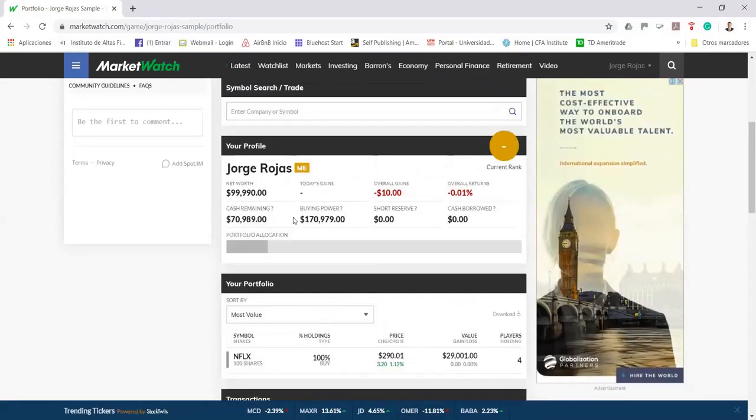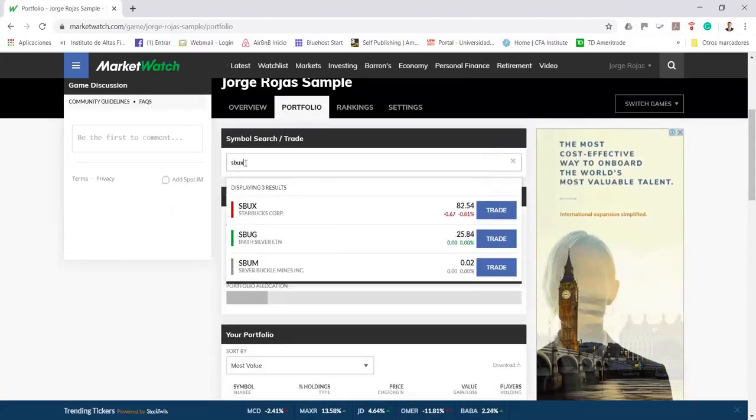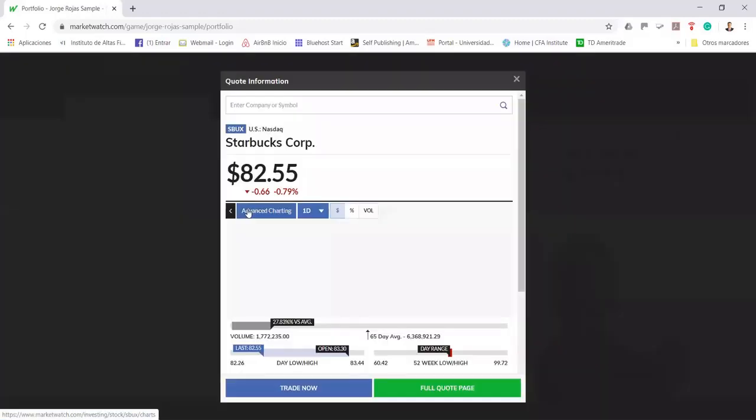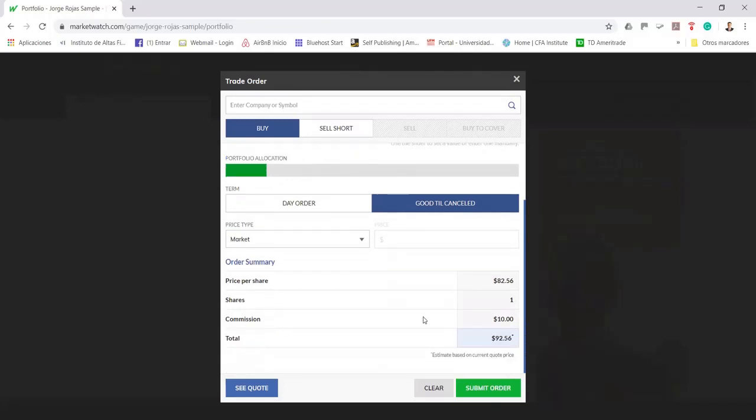Now, if you want to be setting a price, let's use Starbucks. I'm going to go into Starbucks. I'm going to trade it. I want to buy it. But in this case, let's assume that I want to buy 200 shares. But see the difference now. In this case, I would like to set up a price, but I want to set a limit. Let's assume that I want to buy Starbucks only if the price gets to 80 or less.